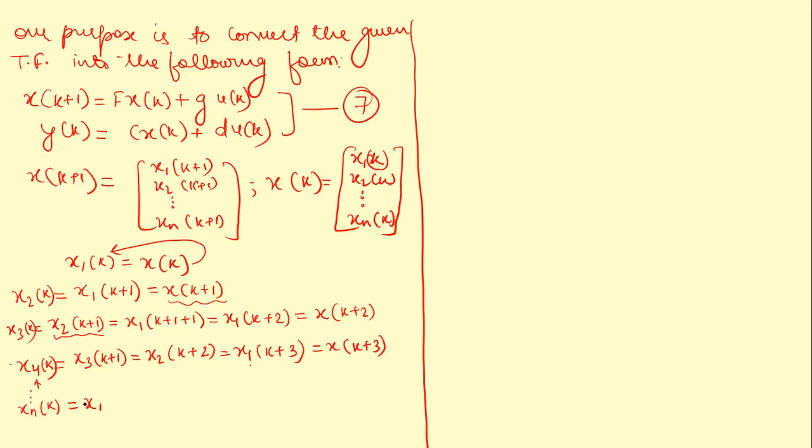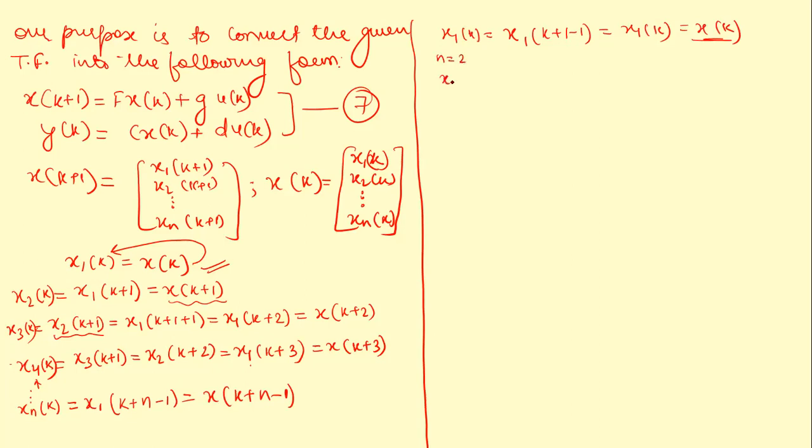So xn(k) can be equal to x1(k+n-1). If you put n is equal to 1, x1(k) is equal to x1(k+1-1), so that is x1(k). So it is equal to x(k). I started with this assumption only, that x1(k) is equal to x(k). If I put n is equal to 2, x2(k) is equal to x1(k+2-1), that is x1(k+1), which is equal to x(k+1). So this term is also true, the second term. Similarly, the third term will also be true.